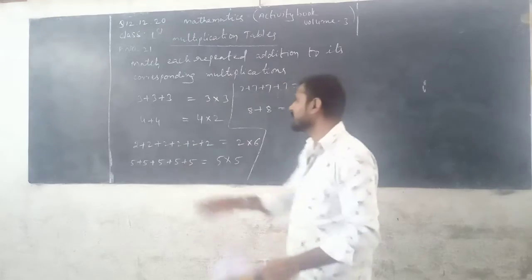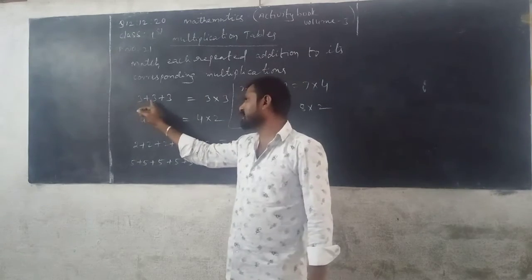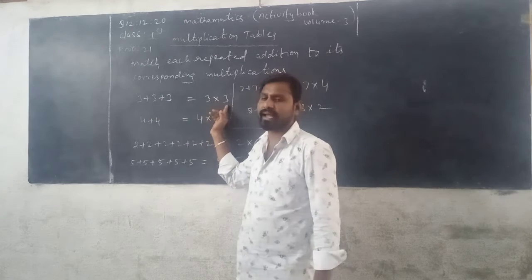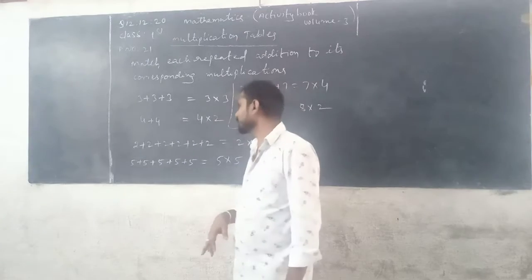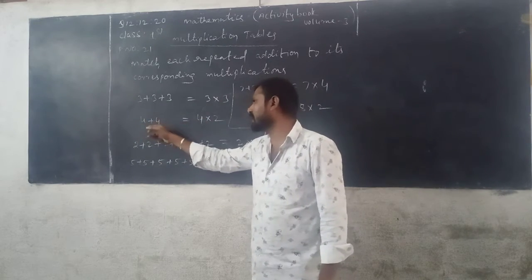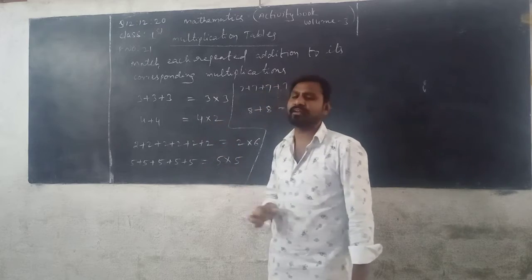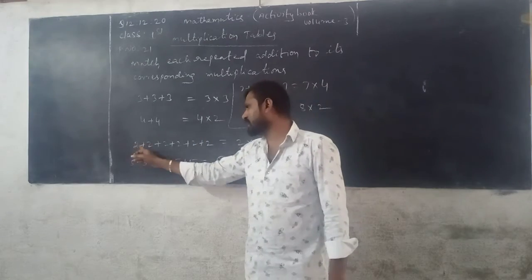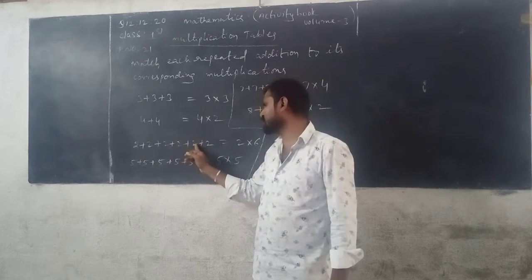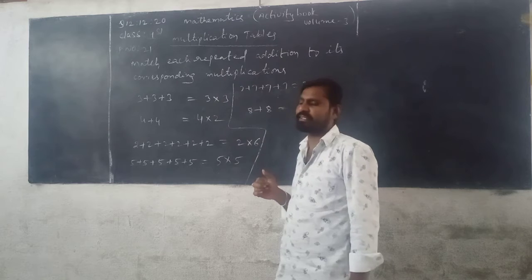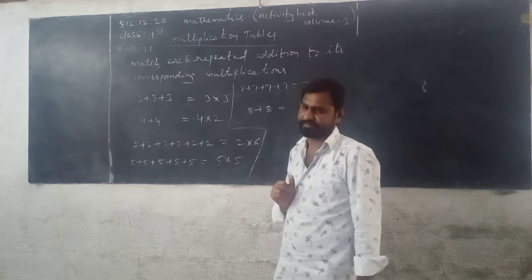See once again. 3 plus 3 plus 3. Then 3 is repeated 3 times. It can be written as 3 into 3. Now 4 plus 4. 4 is repeated how many times? Here, beta, 2 times. Then you can write 4 into 2. Next, 2 plus 2 plus 2 plus 2 plus 2 plus 2. So 2 is repeated how many times? Beta, 6 times. Then you can write 2 into 6.